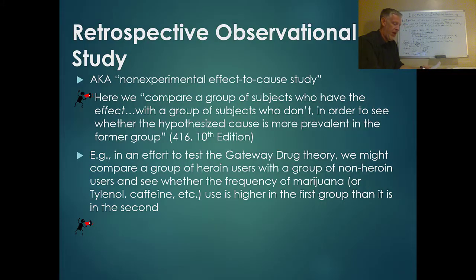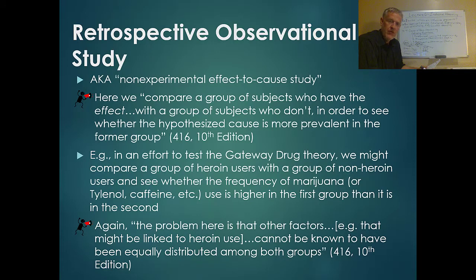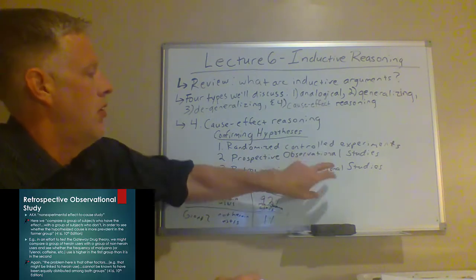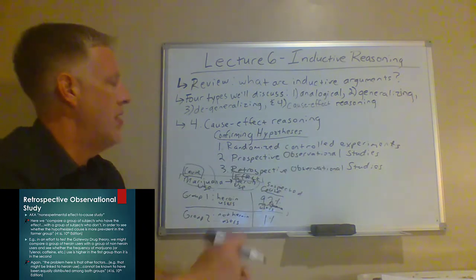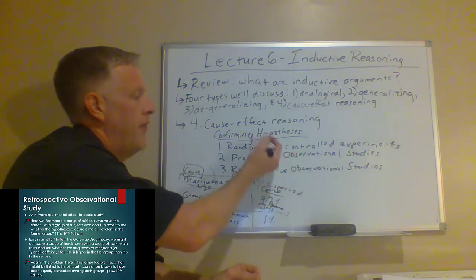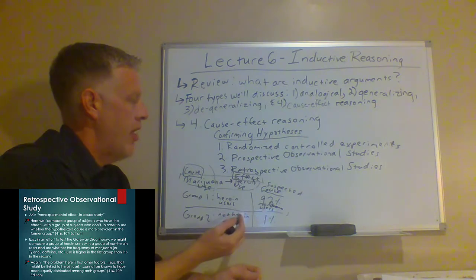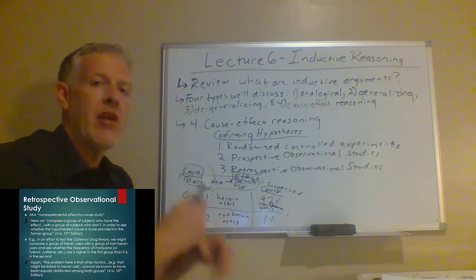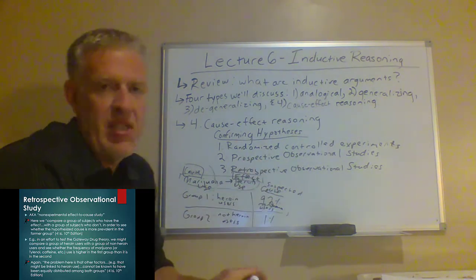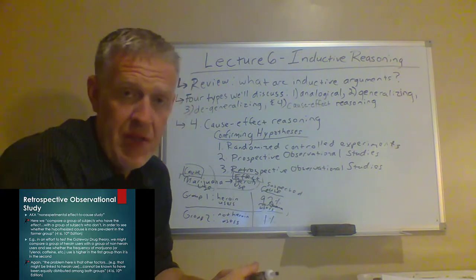Which is what I'm pointing out at the bottom of slide 28 when I reference page 416 from the 10th edition. Again, quote, the problem here is that other factors, which might in this example be related to heroin use, cannot be known to have been equally distributed amongst both groups. Okay. So that's the issue with both these types of ways of confirming our hypothesis: we can't control the related factors like we can in a randomized controlled experiment.